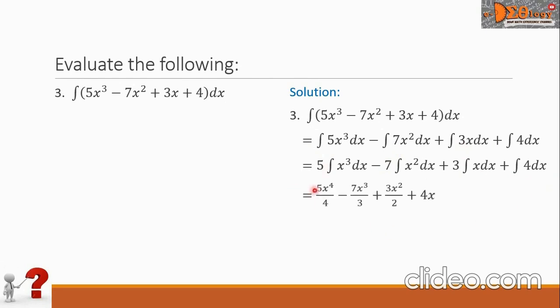So we have now 5x raised to 4 all over 4 minus 7x raised to 3 over 3 plus the constant 3 and then x with power 2 over 2 plus 4 with the x. And then we will add the plus C. This is now the final answer.